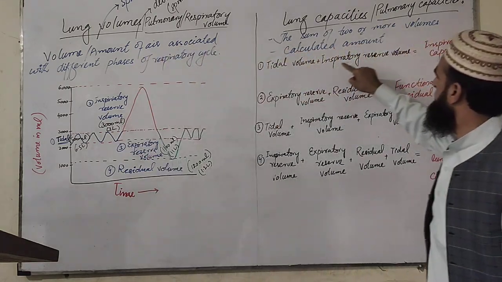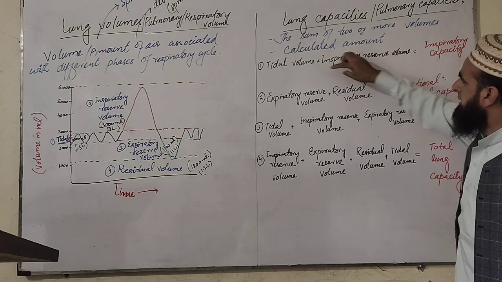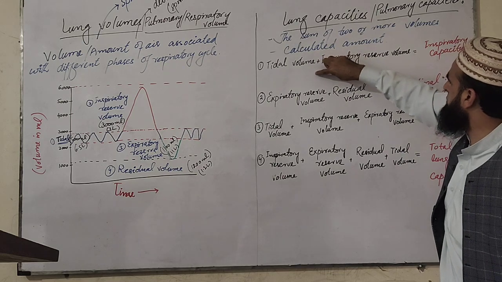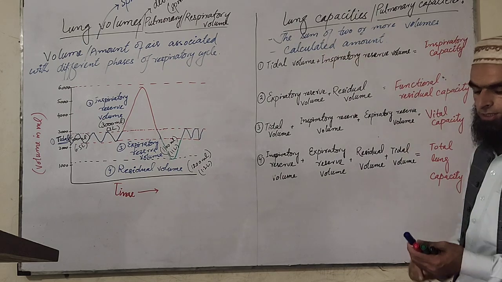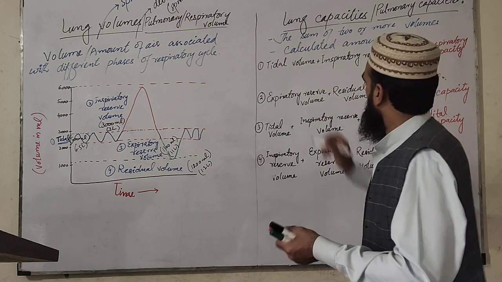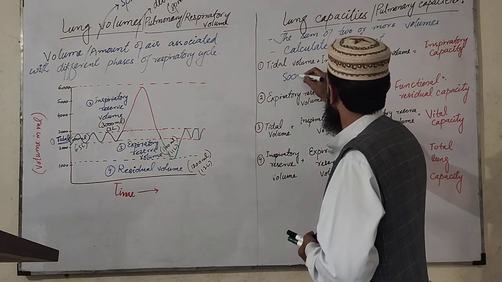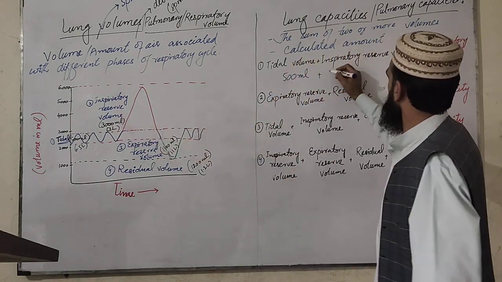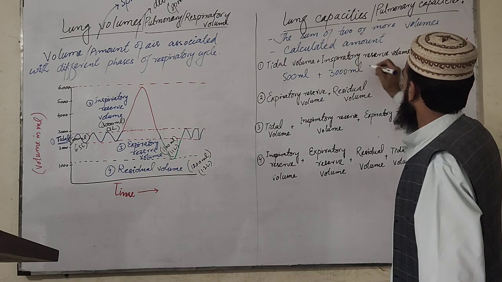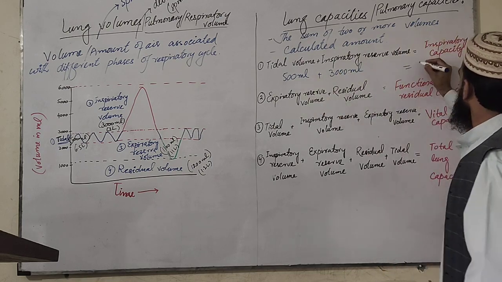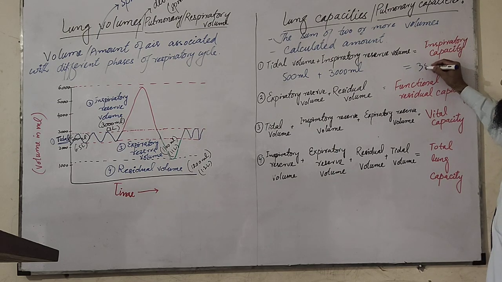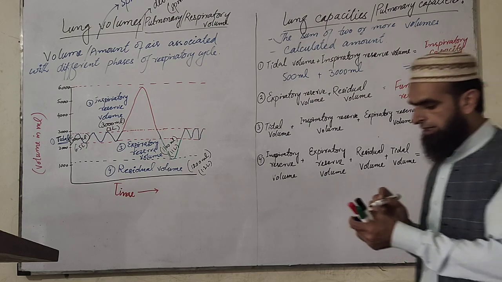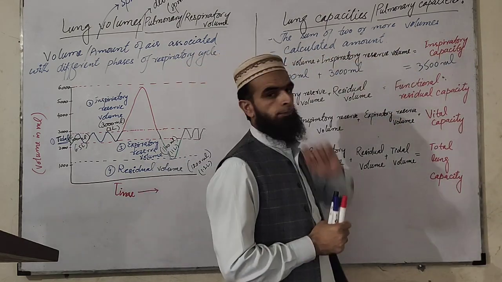So when tidal volume and inspiratory reserve volume are summed up, these two added to each other form the inspiratory capacity. The tidal volume, as we have discussed, is about 500 ml plus the inspiratory reserve volume, which is 3000 ml. So 3000 plus 500 becomes 3500 ml. A 3500 ml volume is the inspiratory capacity.